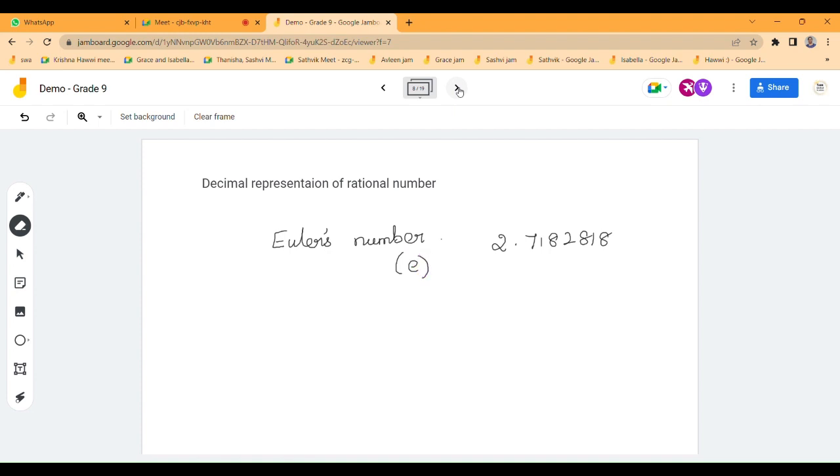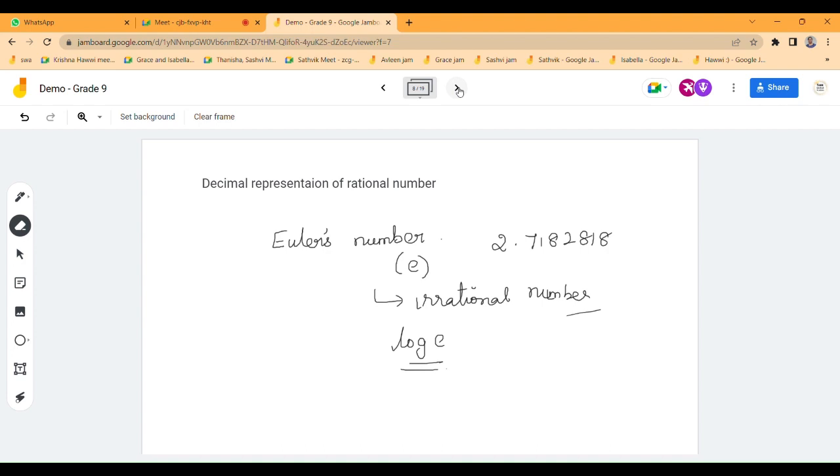Actually, it is an irrational number because it doesn't repeat after the decimal point. In logarithms, you will use this number, log E. Logarithms only we will use the Euler's number. This one we will see afterwards. We will get some sums in this Euler's number.